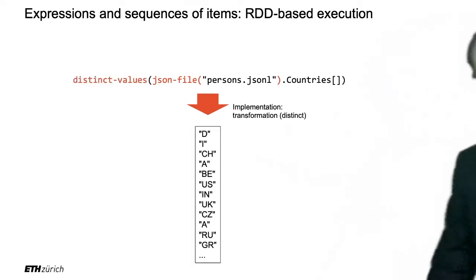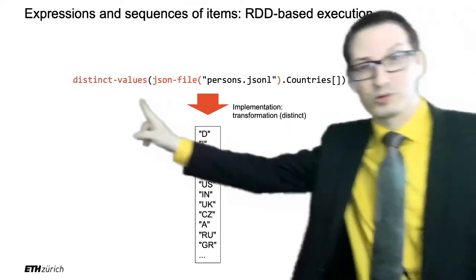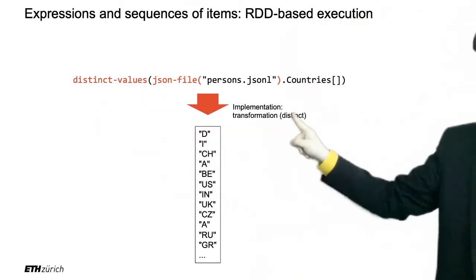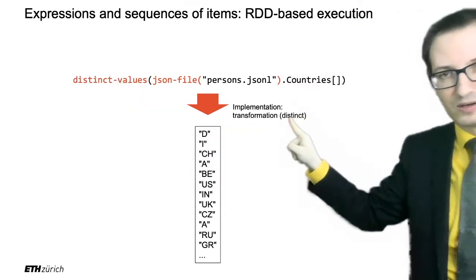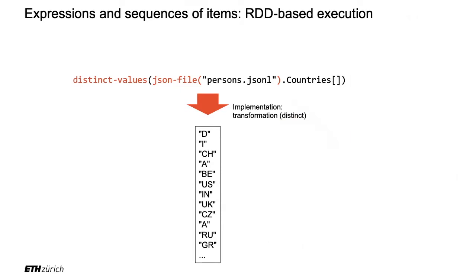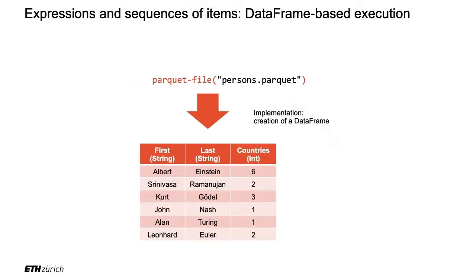That's also done in parallel on the cluster. Then we also have aggregation functions like distinct values. That's also from XQuery that is just mapped to a distinct transformation on the cluster, right, on Spark.